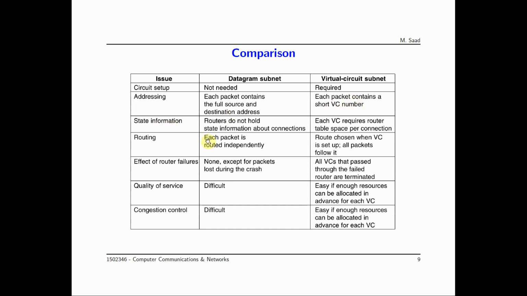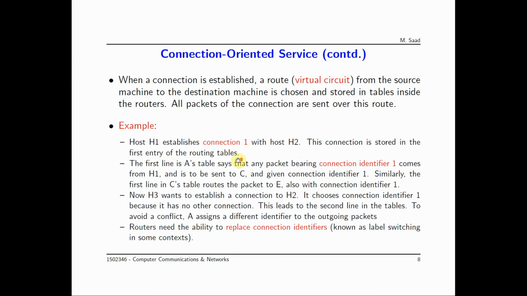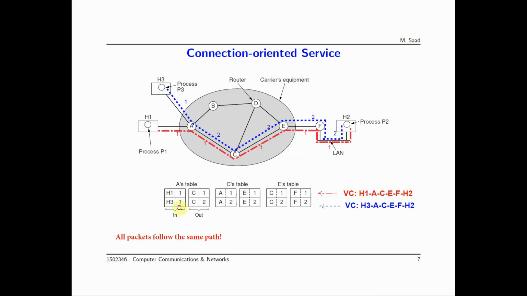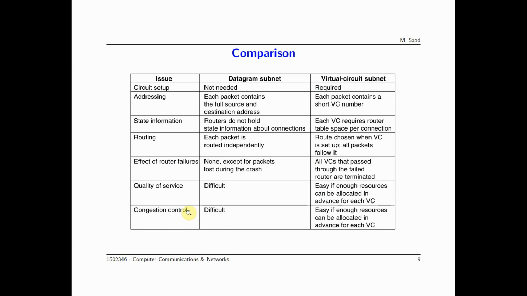State information. What kind of information needs to be stored in the routing tables? In connectionless, what is in the table? We have an entry for every possible destination. But in connection-oriented, what is in the table? We have an entry for every virtual circuit, for every connection, right? For every connection, the router needs to know where it's coming from, where it's going, what the incoming VCI is, what the outgoing VCI is, and these tables can grow really large. And this is what we call state information.